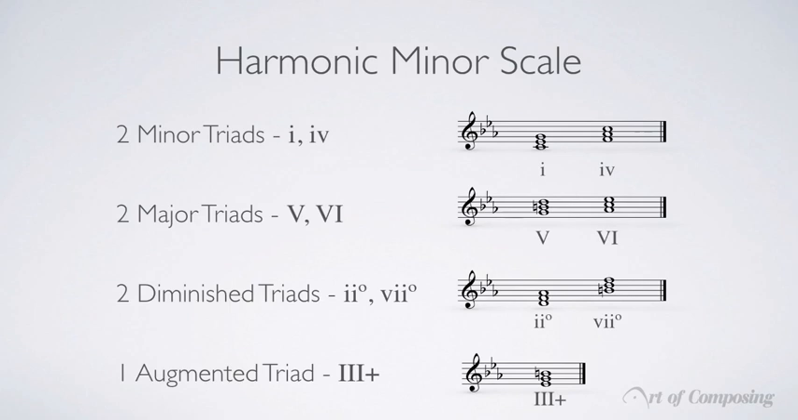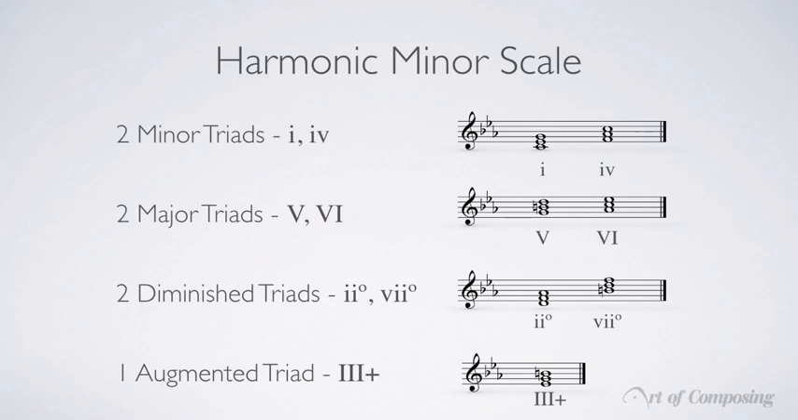So, in harmonic minor, we have 2 minor chords, 1 and 4. We have 2 major chords, which is 5 and 6. We have 2 diminished chords, which is 2 and 7. And then we also have an augmented chord, which is the 3.